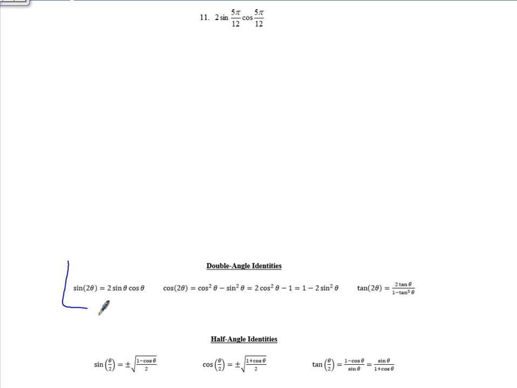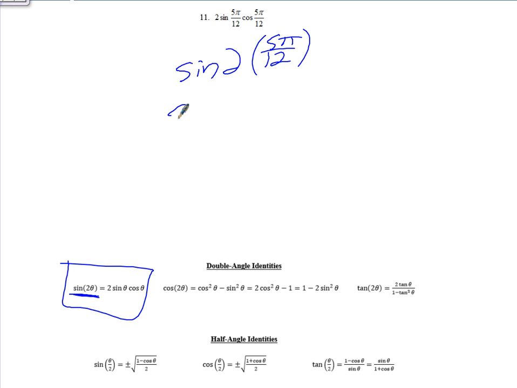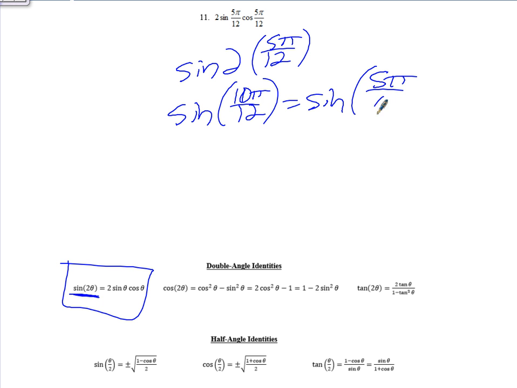This one looks like it matches up with the double angle of sine. So I have sine of 2 times 5 pi over 12, which is going to give me the sine of 10 pi over 12, which equals the sine, if I simplify in there, divide by 2, 5 pi over 6.